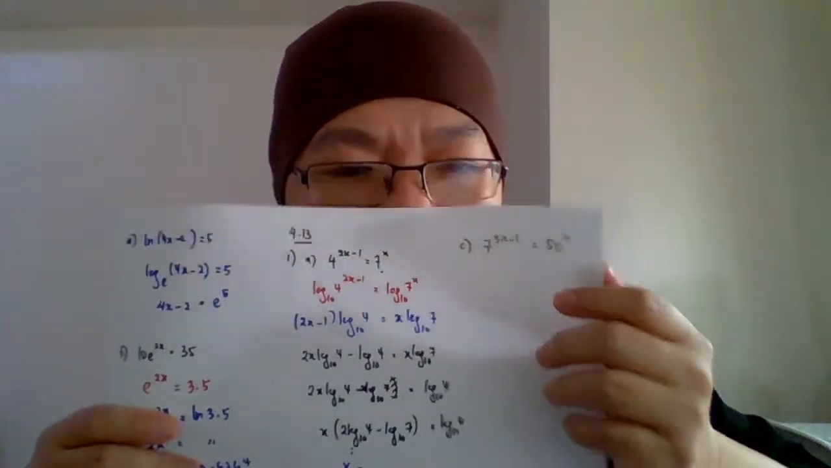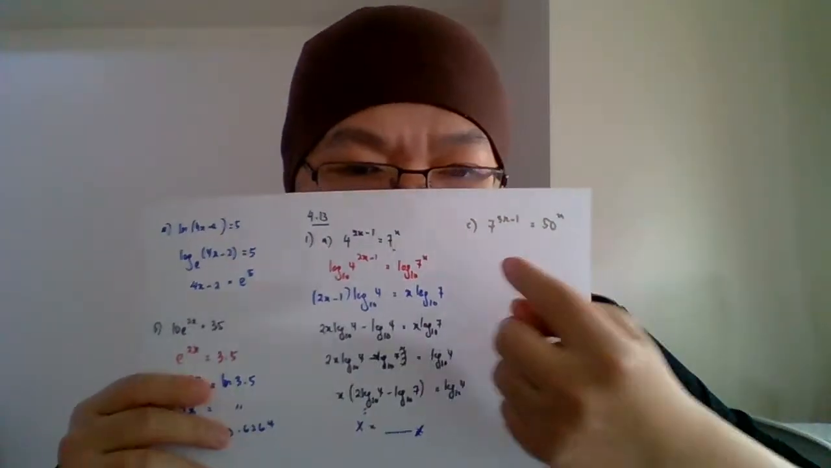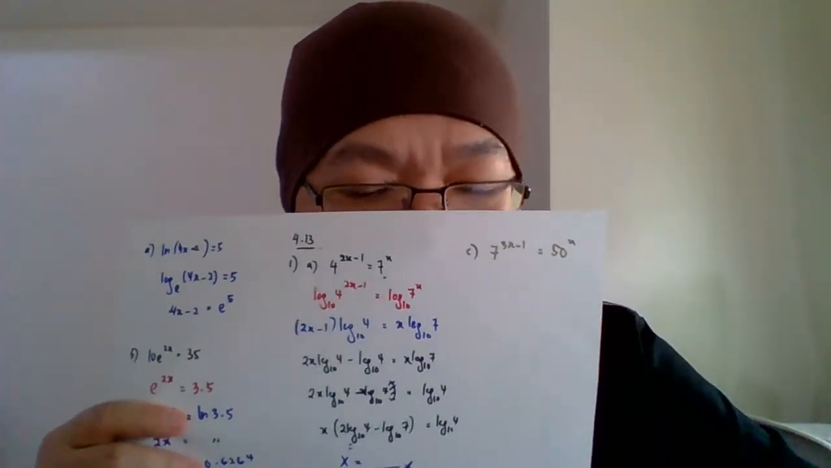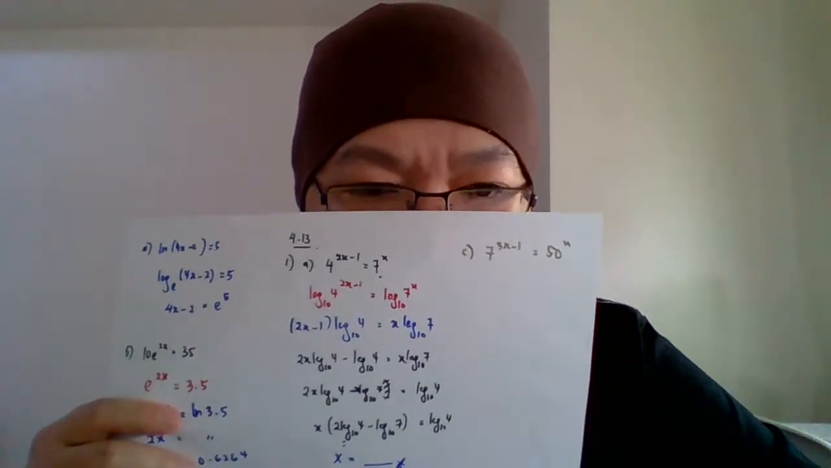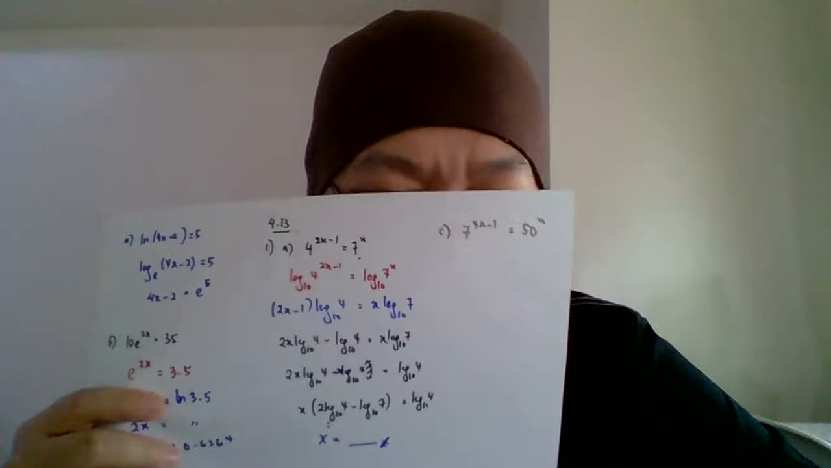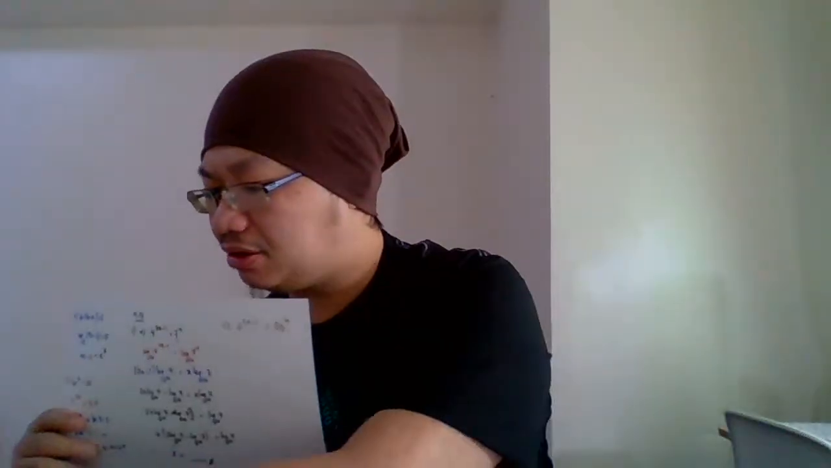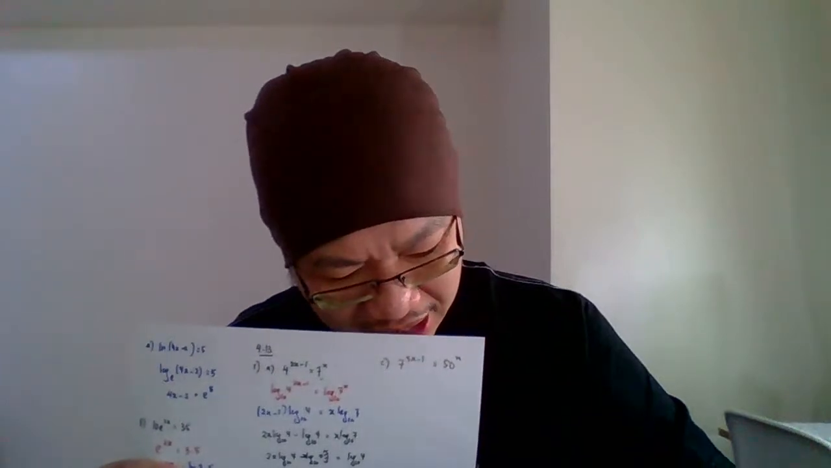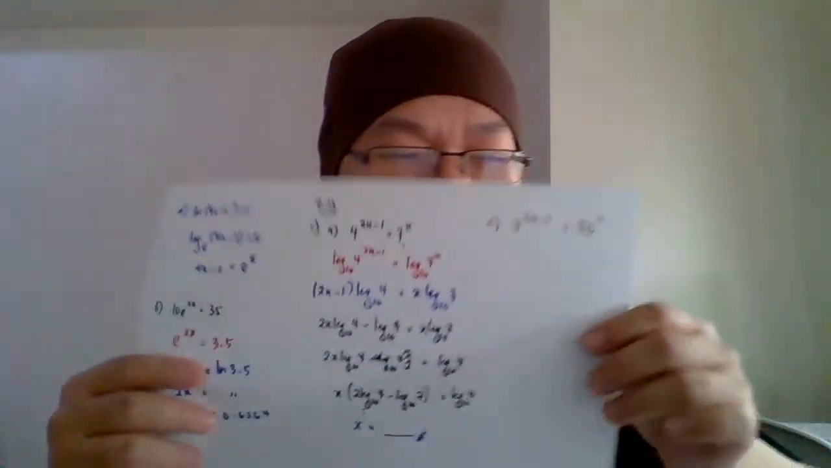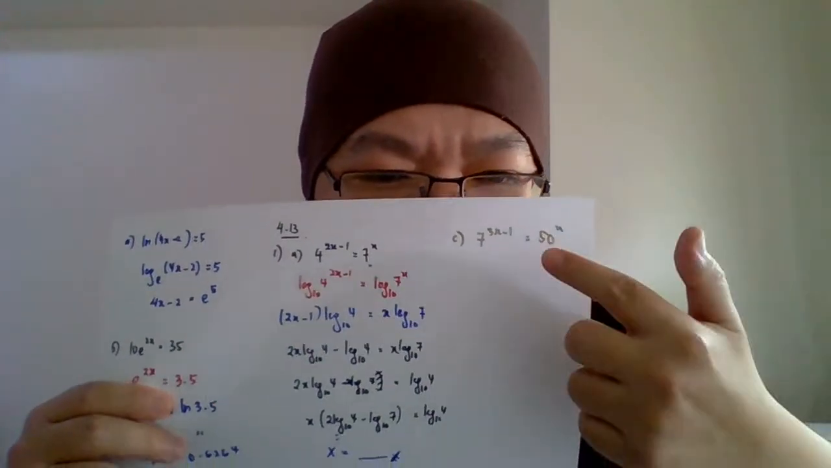Alright, now let's do the number 1C. 7 power 3x minus 1 equals to 50 power of x. Again, question C is also similar to the first question A. We cannot convert 50 to become 7 power something. Is there? 7 power 1, 7. 7 power 2, 49. 7 power 3, how much? 343. So there's no 7 power something equal to 50.